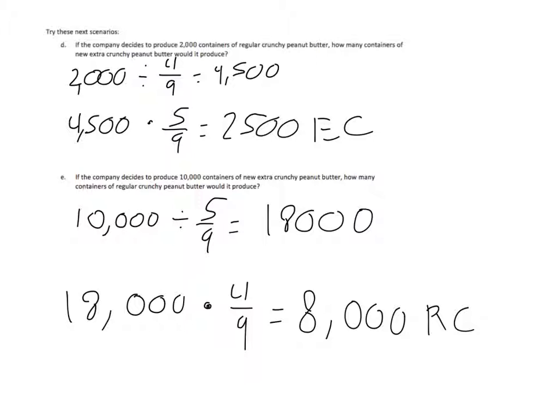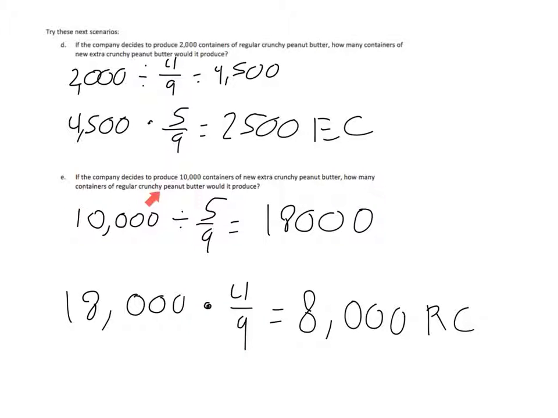Okay, let's check your answers. So for D, they made 2,000 of the regular crunchy. So we got to work backwards to figure out how much total did they make, so we can figure out how much extra crunchy they made. So instead of multiplying by a fraction of 4/9, since we're working backwards, we're going to divide by a fraction of 4/9. 2,000 divided by 4/9 got us 4,500. Well, if we have 4,500 total, we can then take our 4,500 and multiply it by our 5/9 to get 2,500 extra crunchy peanut butters.